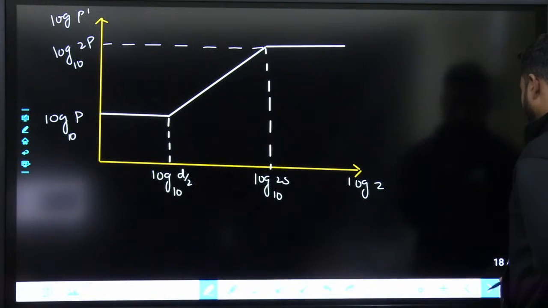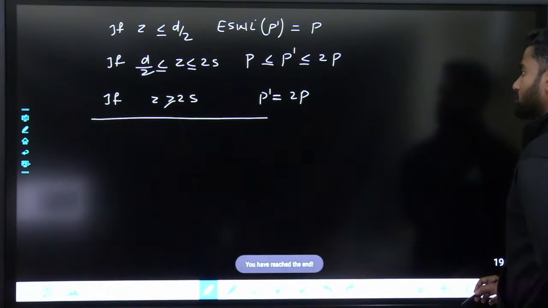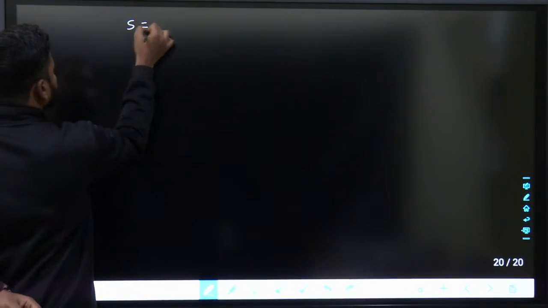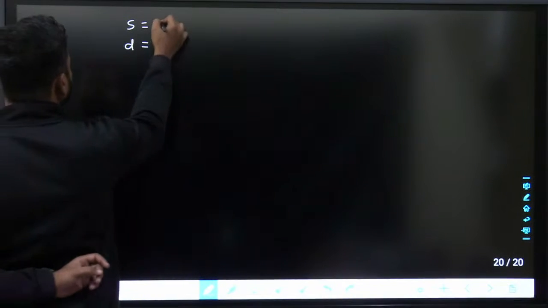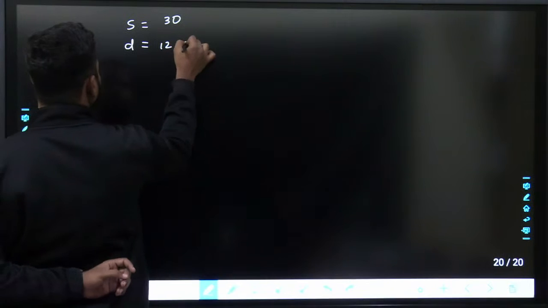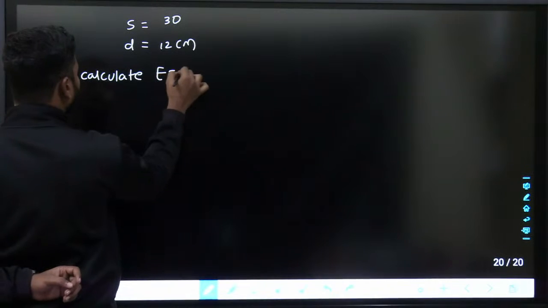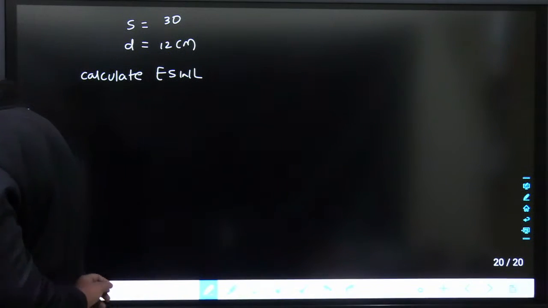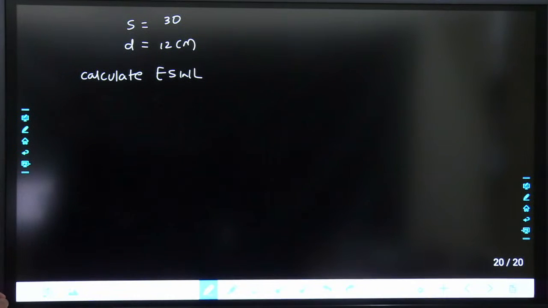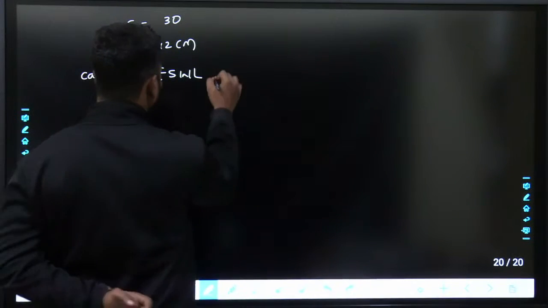Fine. So now just take a problem. S is 30 centimeters, D is 12 centimeters. Calculate ESWL for a pavement thickness of 5 centimeters and 15 centimeters.